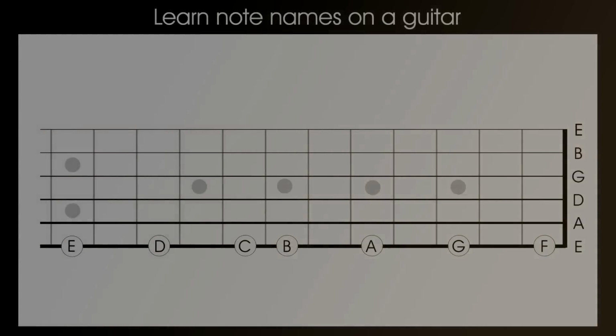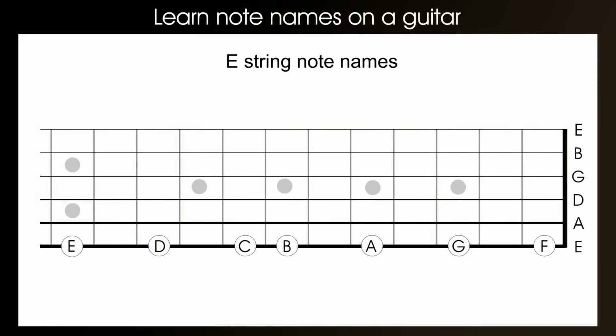The next step is to memorize the name of the notes on the bottom E string. Even if you don't want to learn to read music or don't want to study theory, it's important that you know the names of these notes. E-shaped bar chords and many of the scales get their names from the bottom E string.